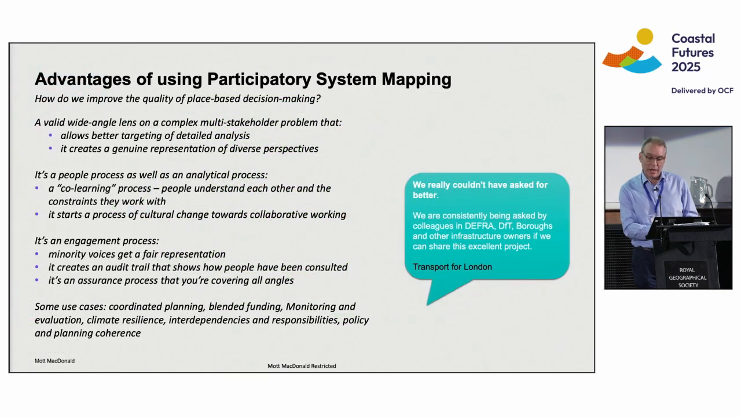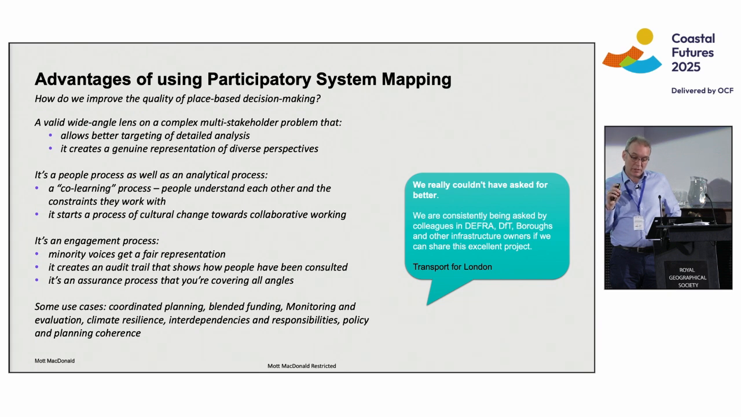So just to conclude then, in terms of what are the advantages of using a participatory mapping approach, the key exam question is how do we improve the quality of place-based decision-making? So I put forward these things. Firstly, it's a valid wide-angle lens on a complex multi-stakeholder problem that allows better targeting of detailed analysis. It creates a genuine representation of diverse perspectives, and within that, it's a people process as well as an analytical process. As I said, it's co-learning. People understand each other and the constraints they work with.